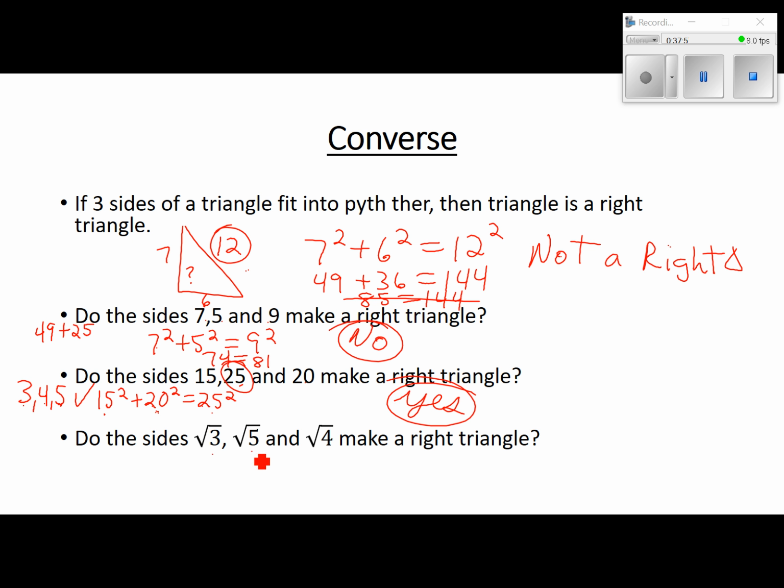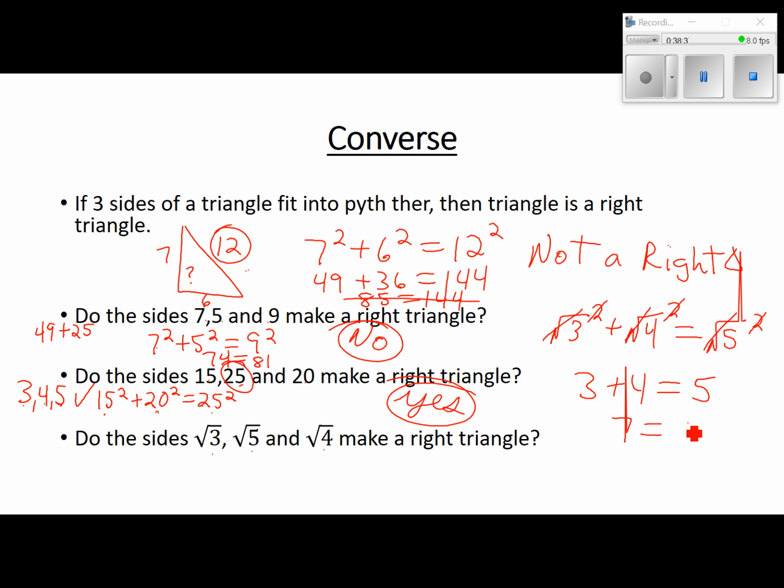Same idea on this one. If you notice with the radicals here, they're trying to make it hard on you. But if you just did Pythagorean's theorem, if it was radical 3 squared plus radical 4 squared equals the square root of 5 squared, all that's going to happen here is that radical and that 2 are going to cancel out and leave you with 3. This radical and this 2 are going to cancel out and leave you with 4. And this radical and this 2 are going to cancel out and leave you with 5. 3 plus 4 is 7. 7 doesn't equal 5. So this one is a no.